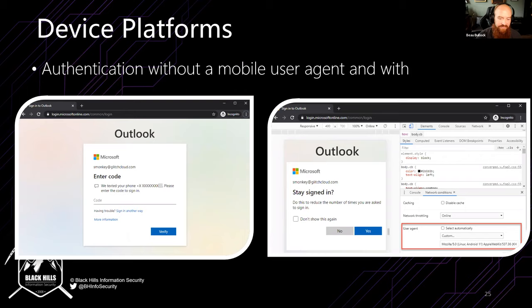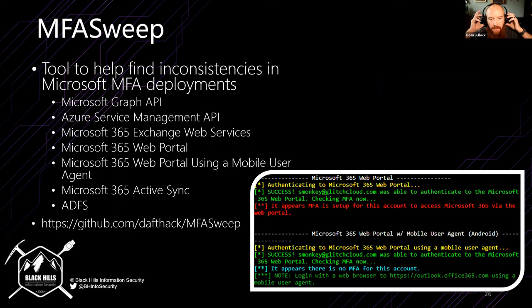So when it comes to MFA, one of the things that we try to do is see where it's applied and find inconsistencies across the vast majority of places you can authenticate in Azure. And I ended up putting together a tool called MFA Sweep that helps do this. What it does is take a set of credentials and attempt to authenticate to the various APIs, first of all the Microsoft Graph API and the Service Management API. Both of these are used for managing either Azure Active Directory or infrastructure.